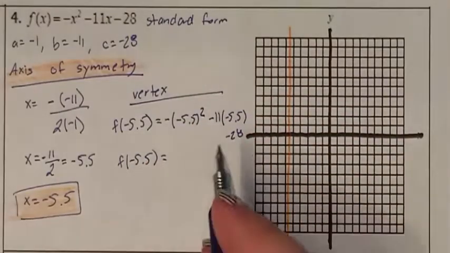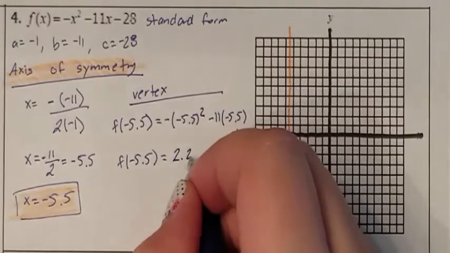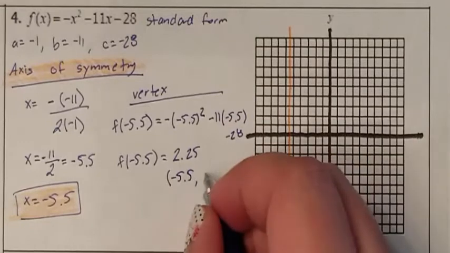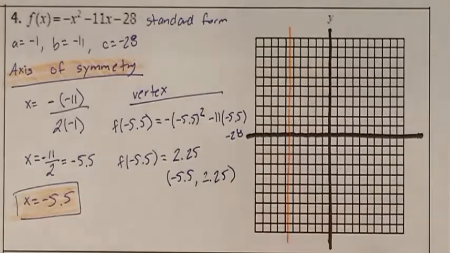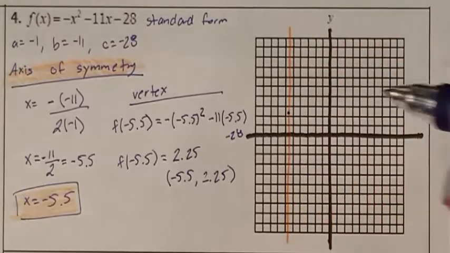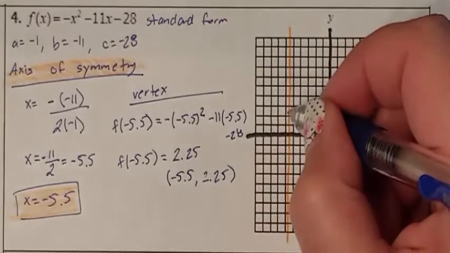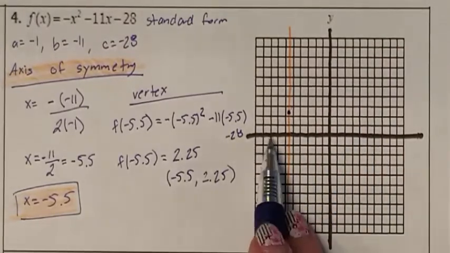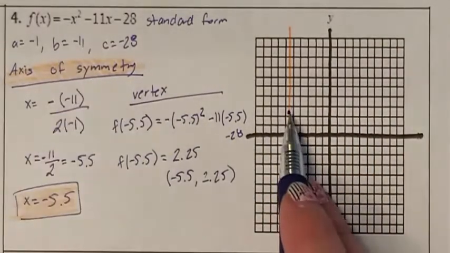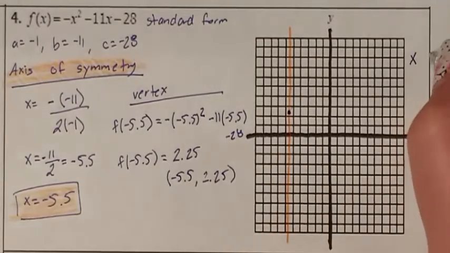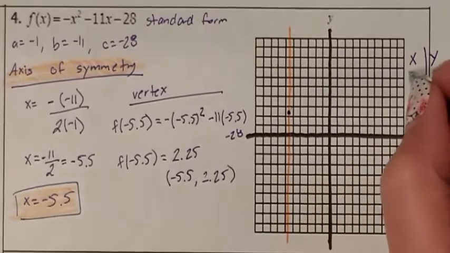F at -5.5 gives me 2.25. So my vertex is at the coordinate point -5.5, positive 2.25. So on here, I'm up 1, 2, and then up a 0.25. So here is my vertex. I need to know whether or not I cross the x-axis. Because A is negative, I know that I will come down and cross the x-axis. Where? We need to use our xy table to figure out where.